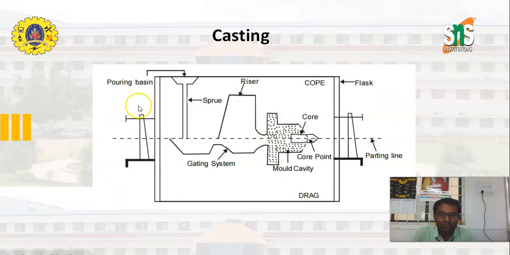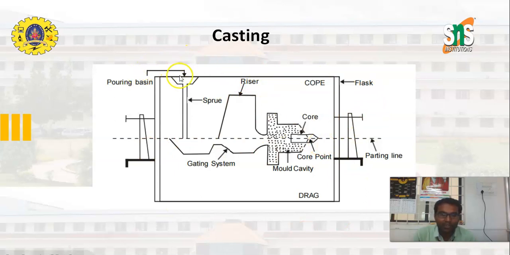This is the basic diagram of the casting process. This is the pouring basin, this is the sprue, this is the runner, this is the riser. Here is the mold, where the final shape is attained. This is the core, this is the flask, and this is the cope box. The upper portion of the flask is the cope box. The lower portion of the flask is the drag box.